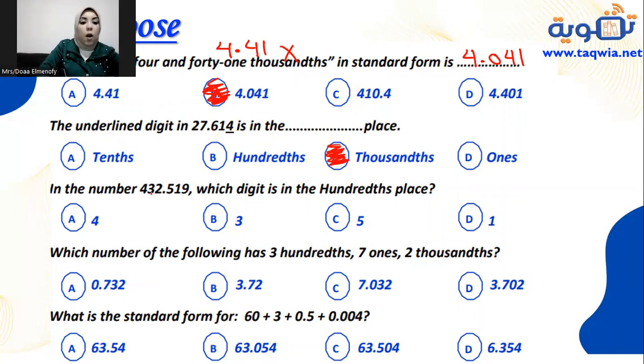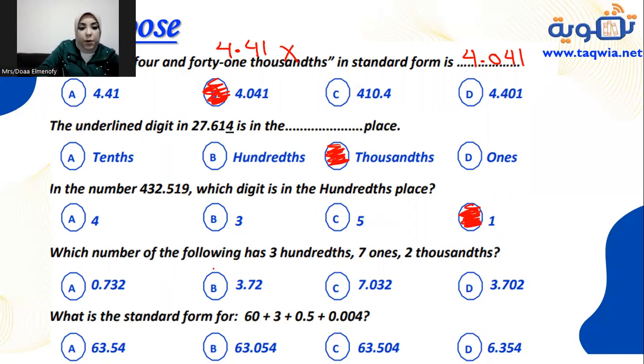In the number 432.519, which digit is in the hundredths place? If you know the correct places, you will get the correct digit. So here, this is tenths, this is hundredths, and this is thousandths. So which one is in the hundredths place? Yeah, it's 1.